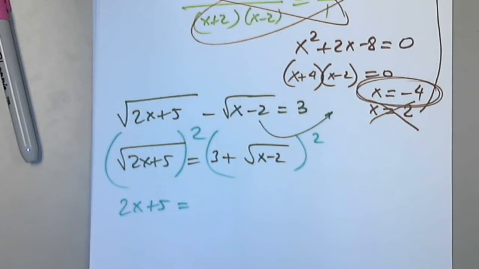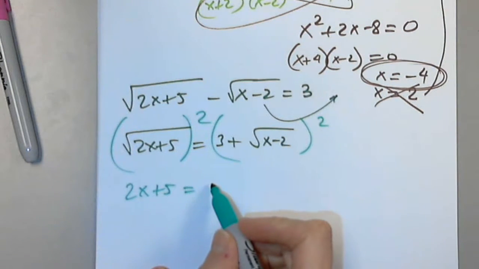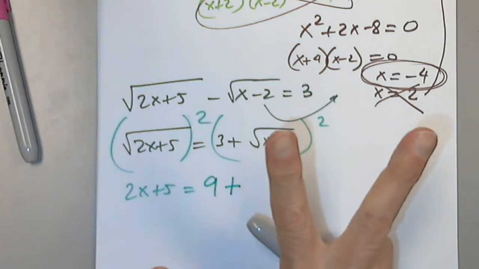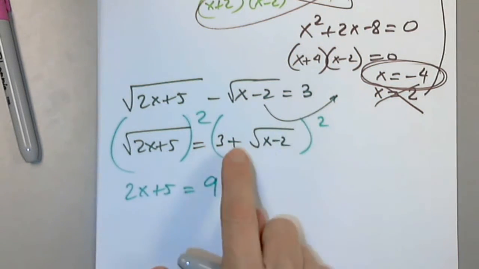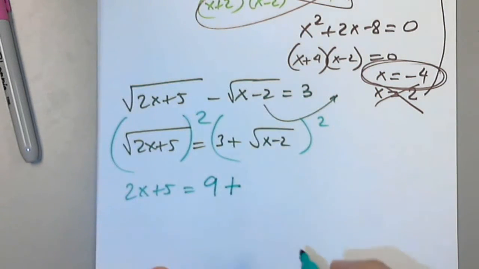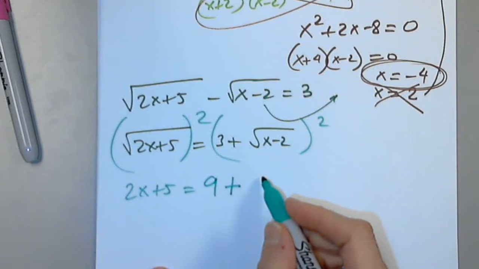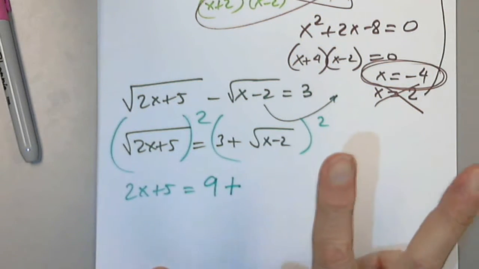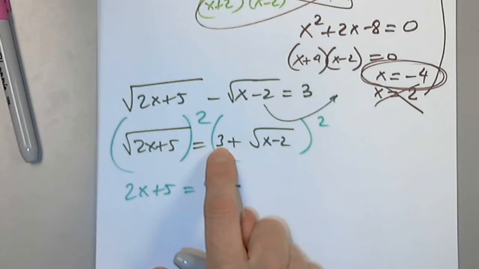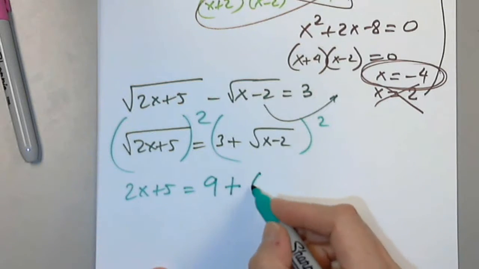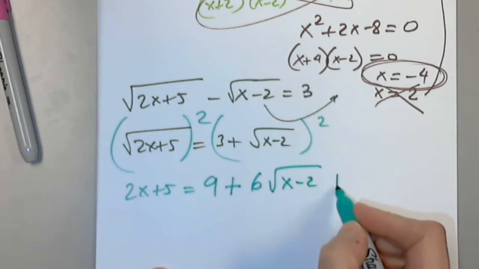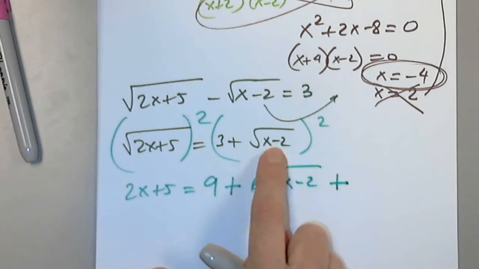First term squared plus 2 times the first times the second. 2 times the first, 76 times the square root of x minus 2. Very good. Plus the second. Very good.